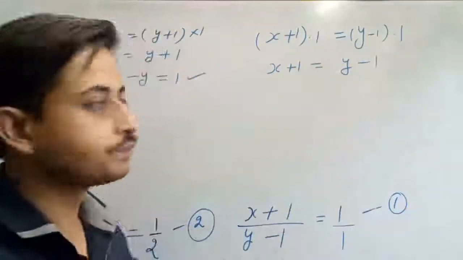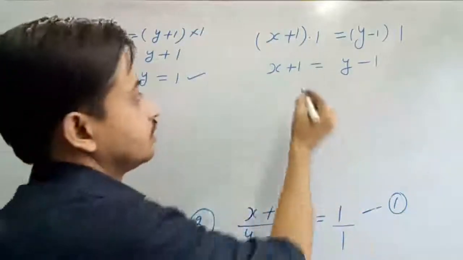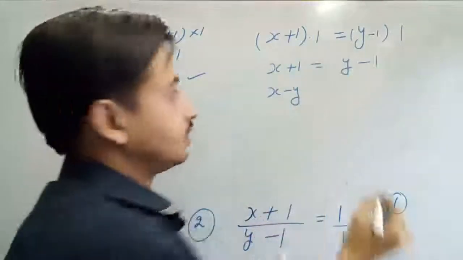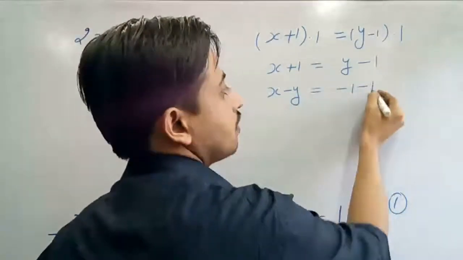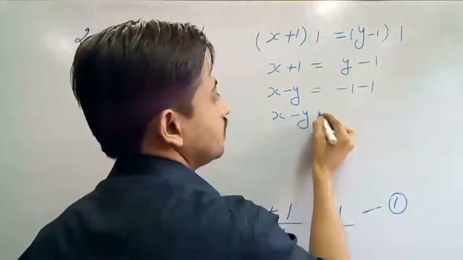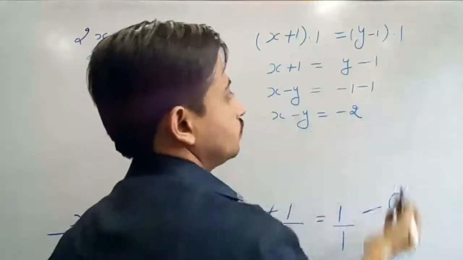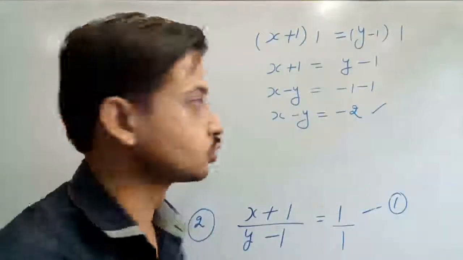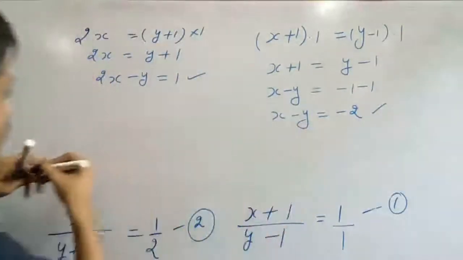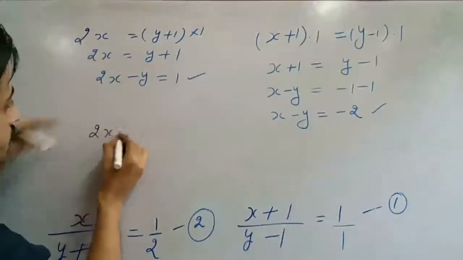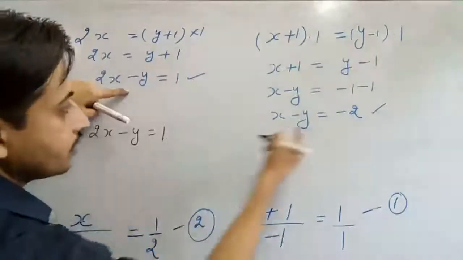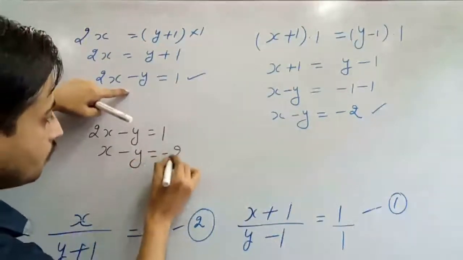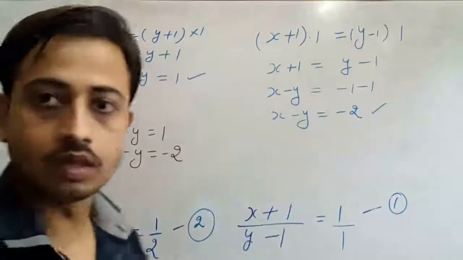Make it standard form. Take y on the left hand side, x minus y, and take 1 on the right hand side. It becomes negative, minus 1 minus 1. So x minus y is equal to minus 2. This is our next equation. So I am writing this in proper format: 2x minus y is equal to 1, and the next equation is x minus y is equal to minus 2.